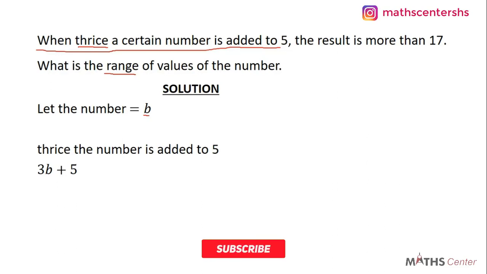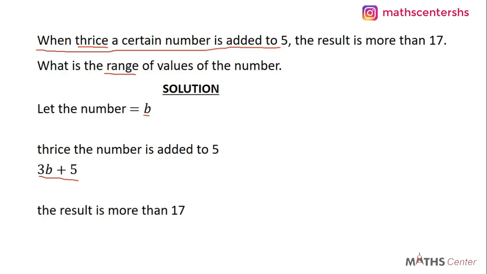So 3b plus 5. The question goes on to say that the result, which is 3b plus 5, is more than 17. When we say something is more than 17, it means that thing is greater than 17. So this result here, 3b plus 5, is greater than 17. So you see, it's very simple. We have now written the linear inequality. From here, we can solve this linear inequality for b.